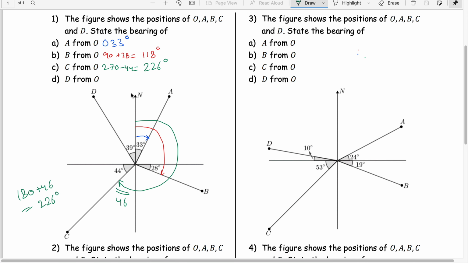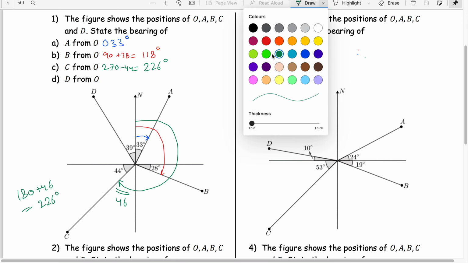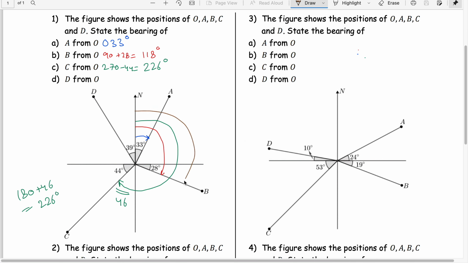And the last one is D from O. Again, if you consider this, let's choose this color. So this is your complete answer now, which is 360, and you take away this 39 and you're left with 360 minus 39, 321 degrees. Further practice this next question.